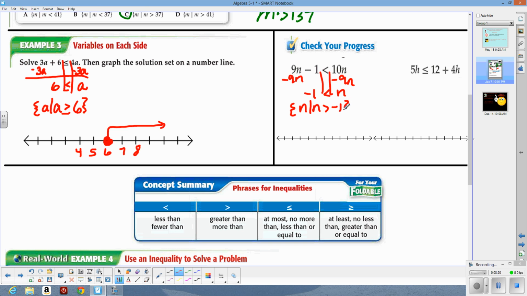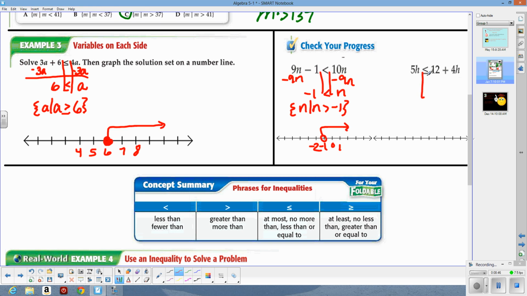So now when I go to graph that, I want to make sure -1 is on the number line. -1's on the number line, and I'm going to circle it but not color it in because it cannot equal -1. I want the ones greater than -1. The numbers greater than -1 go to the right.